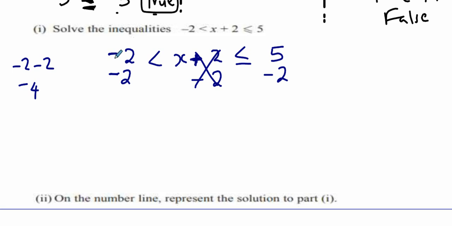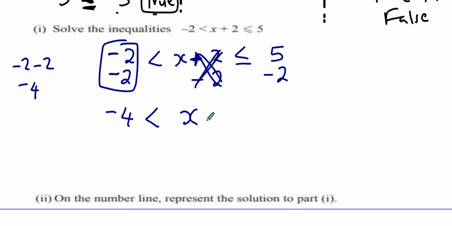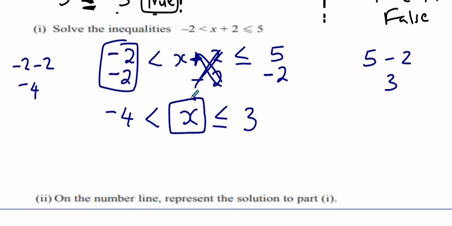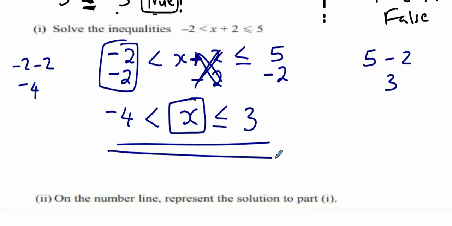So on this side, that will be negative 4. It's less than, this is 0. So only x is remaining there in the middle. It's less or equal to. Now 5 minus 2 will be 3. Can you see that x is left alone? This is the final solution. So the final solution is negative 4 is less or equal to x is less or equal to 3.